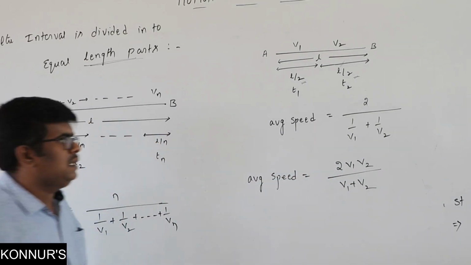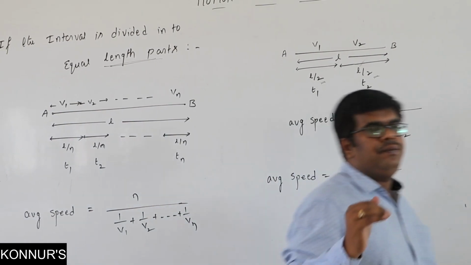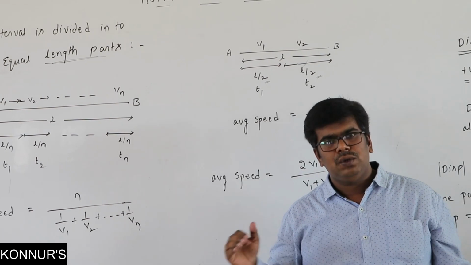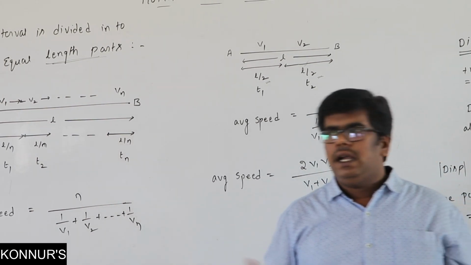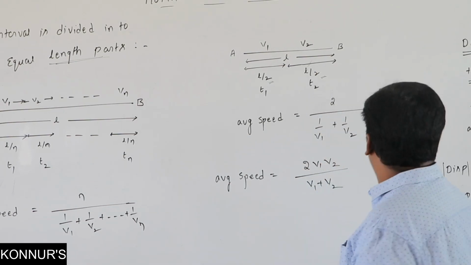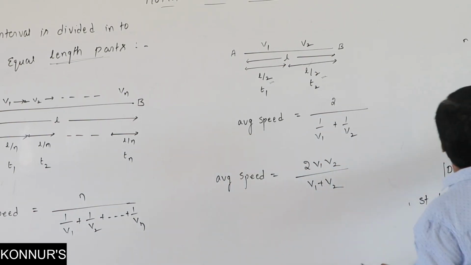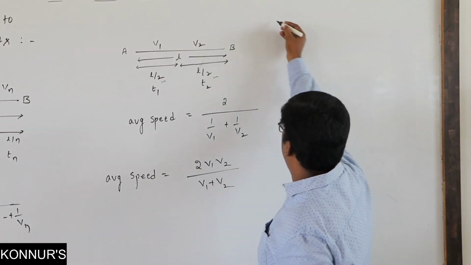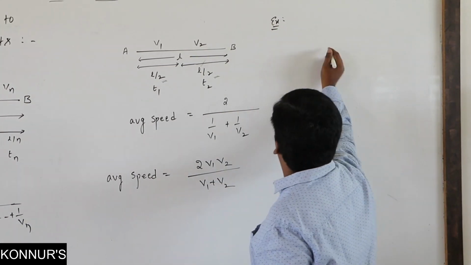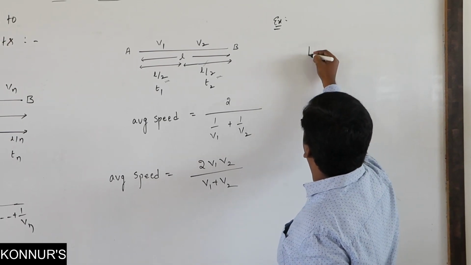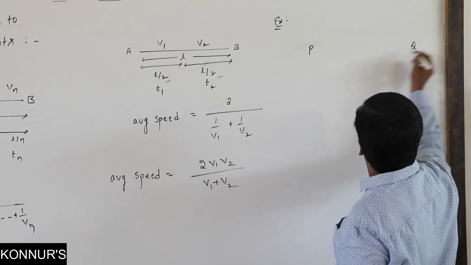So you can understand with an example. Suppose a train started from station A to station B, and while it is going from station A to station B, it is moving with a speed of, for example, here a train is there, here P is taken, here Q is taken.